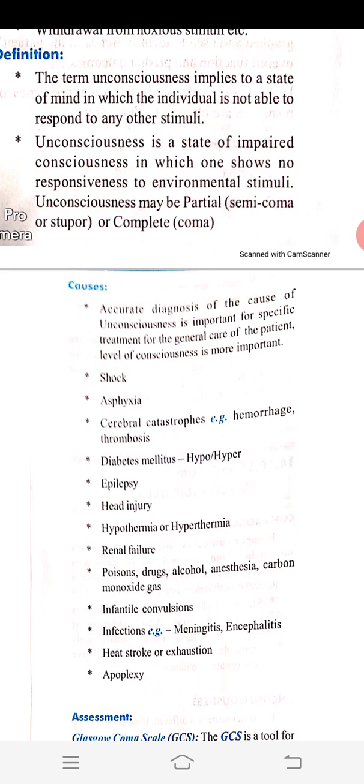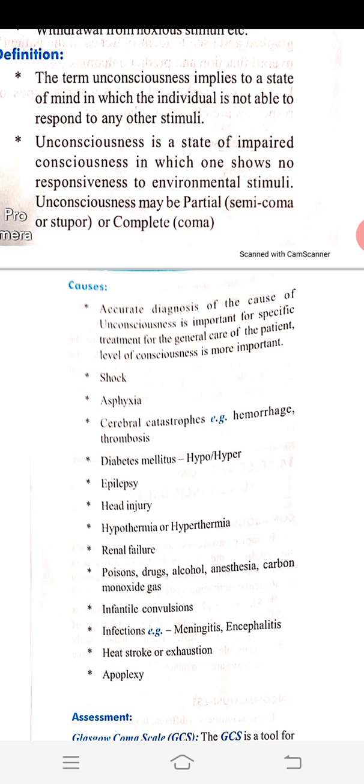Asphyxia conditions also develop unconsciousness. In asphyxia, due to certain causes, oxygen levels will be less in the body. The body cannot maintain proper, normal oxygen in the tissue, so insufficient oxygen goes to the body. Thrombosis conditions also develop unconsciousness, like cerebral catastrophes, that is, a hemorrhage, the severe loss of blood, and thrombosis, that is, a blood clot formed in the blood vessels.